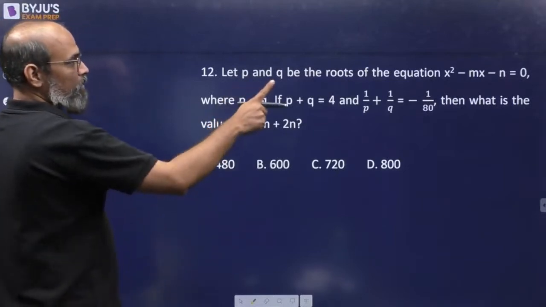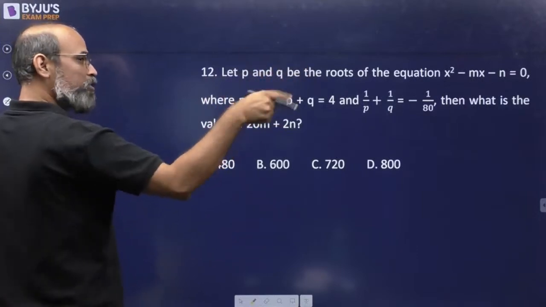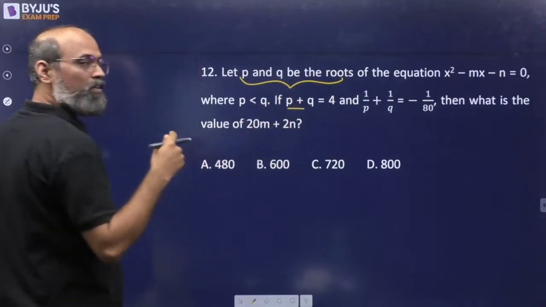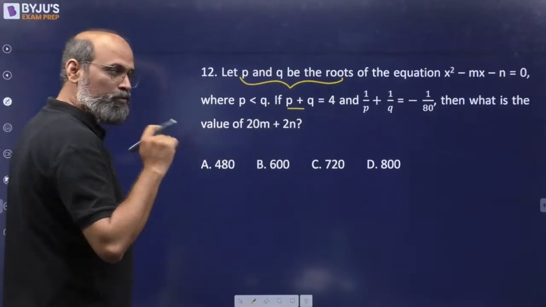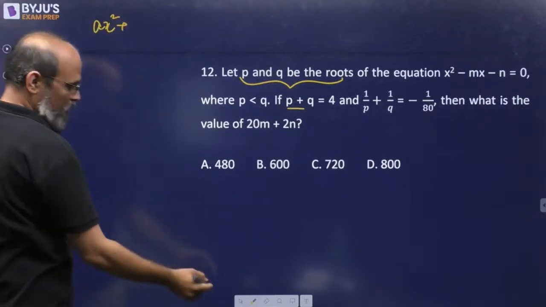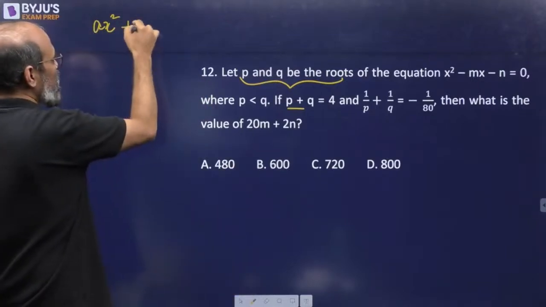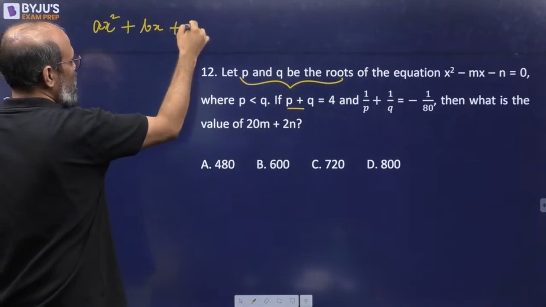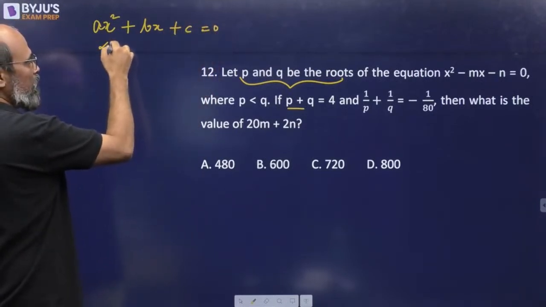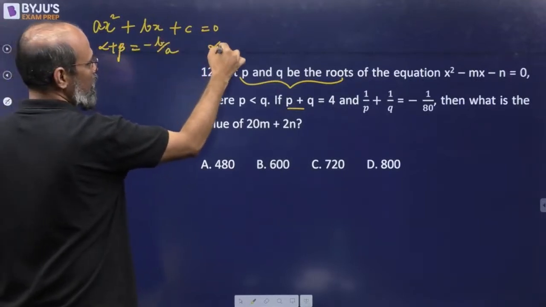क्योंकि अगर आप देखोगे तो this is about sum of the roots, right? Whenever you are given the roots and this sum is given, so it's about sum of the roots and product of the roots. So I believe you guys are aware of that if you have a quadratic of the form ax square plus bx plus c is equal to 0, and if it has two roots, let's say alpha and beta, then their sum is given as minus b upon a and their product is given as c upon a.